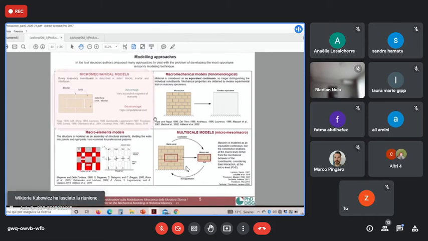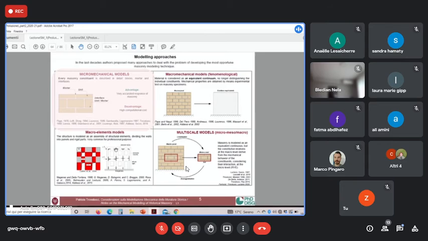Allora, questi qui sono dei modelli, abbiamo detto, modelli semplificati, simplified models, macromechanical models and finite element models in which we show the criticism of a linear elastic solution. Then we mentioned macro element models that are simplified models for professional practice.